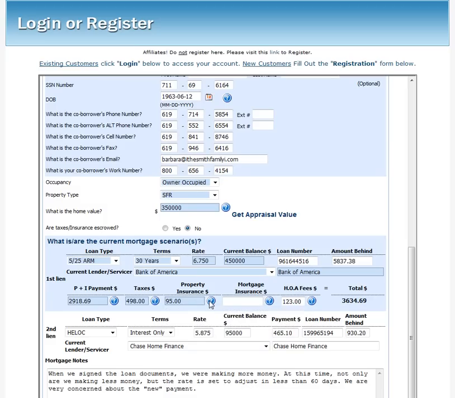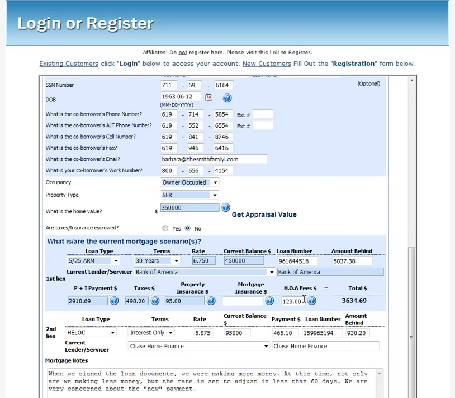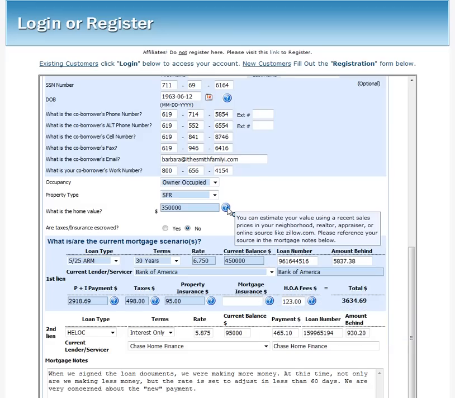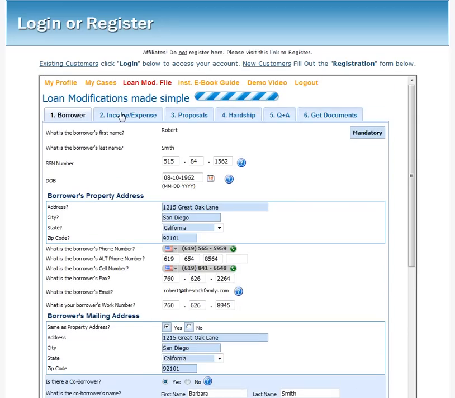Please have your mortgage statements available for reference. You may need to look up some information in regard to property tax, hazard insurance, and so on. At the bottom of the screen, please feel free to type any comments that are specific to your loan, interest rate, or payment. The second tab is Income and Expense.